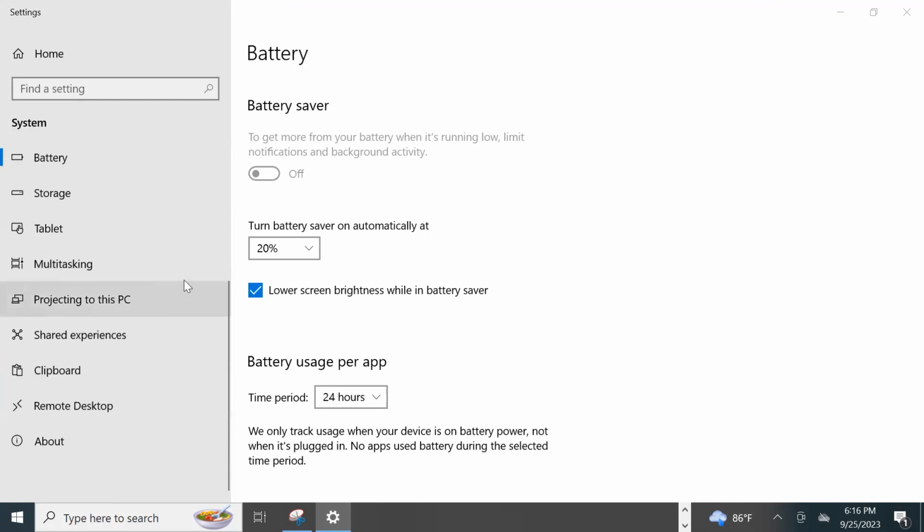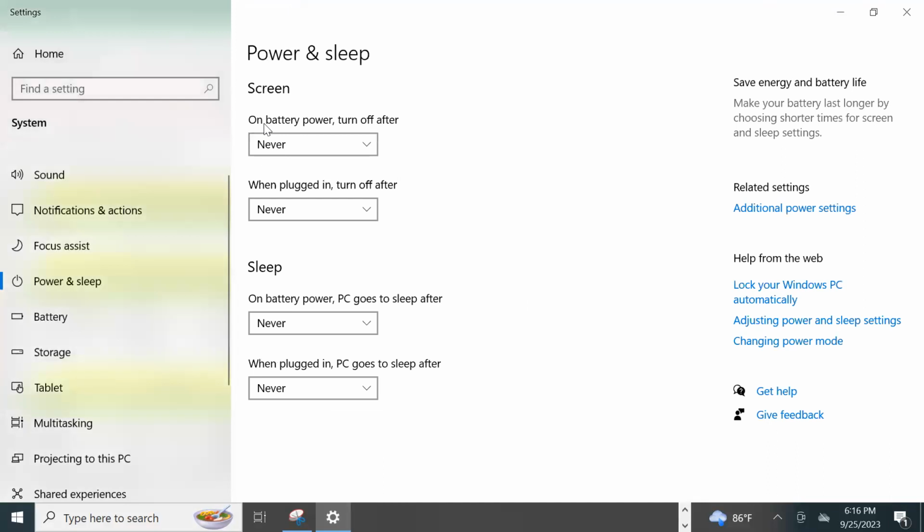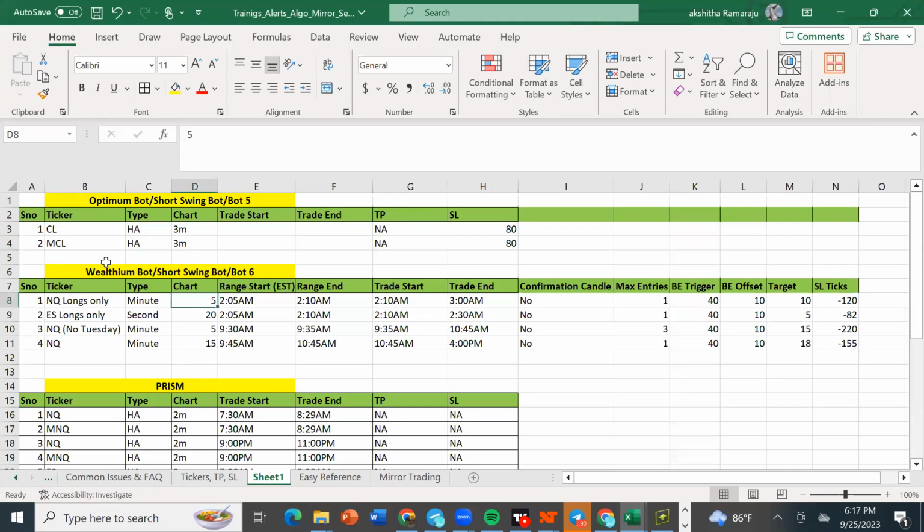Once you open this power and sleep, right? So here you have to select on battery power turn off after. You are saying sleep never. When plugged in, turn off, never. Sleep on battery power off. So you have to select never, never, never, so that your laptop will not. And you just keep your battery connected to that, so that your laptop will never get into the sleep mode, or it will not turn off. In that way, the bots will keep running throughout the night also. I hope that is clear for everyone.